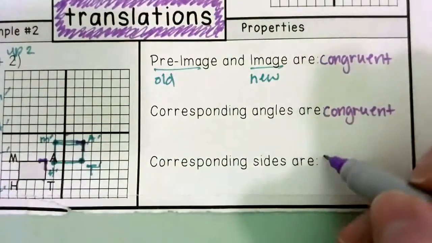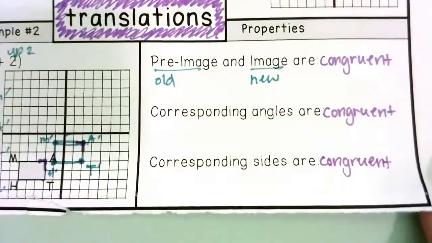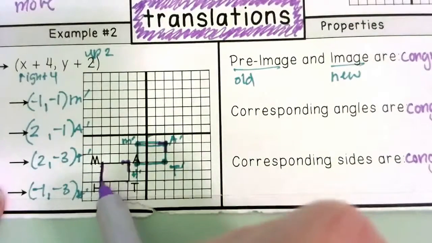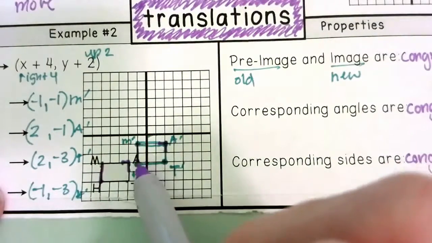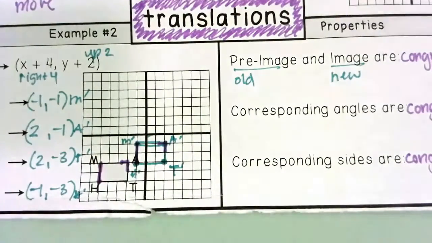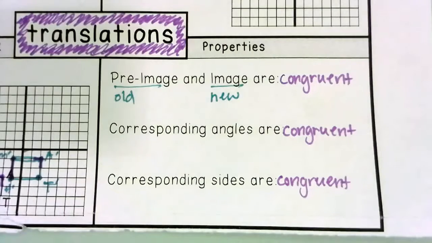Okay, corresponding sides are also congruent. Corresponding sides would mean this side MH and this side M prime H prime. Are those equal? Yeah, they always will be, because if my shape is just moving, I'm not changing any lengths, I'm not changing any angles, I'm not doing any of that. So everything would be congruent.